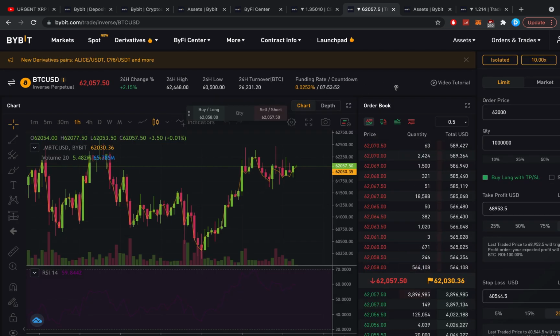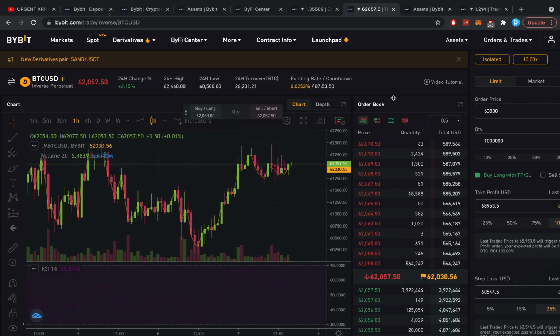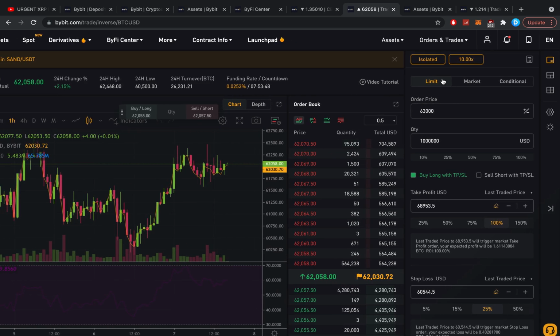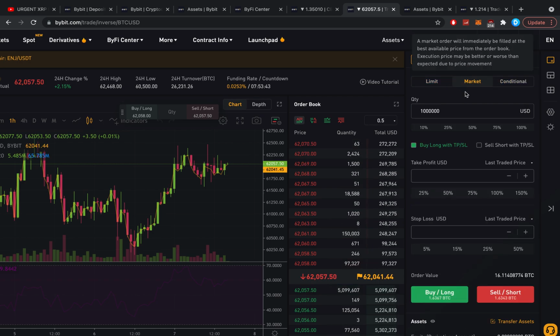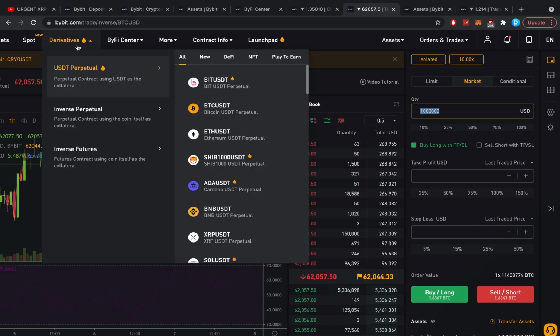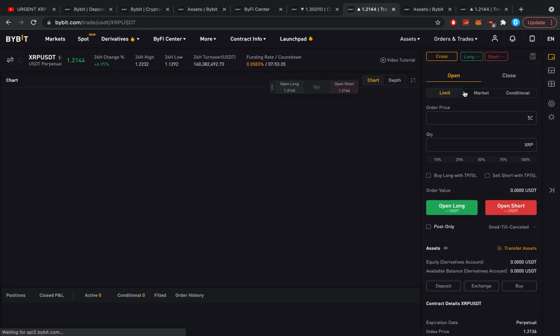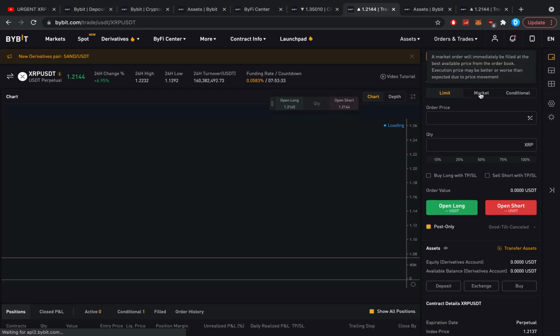Now, that I think is it for the leverage on how to buy. The selling part is actually very, very simple, but I need to explain this right here. There's a limit, there's market, there's conditional. Market basically meaning, hey, I want to buy a certain amount. Let's actually go back to the ones that I usually show in my videos, which is XRP to USDT. Let's say you want to buy right now. You don't care about the price too much.